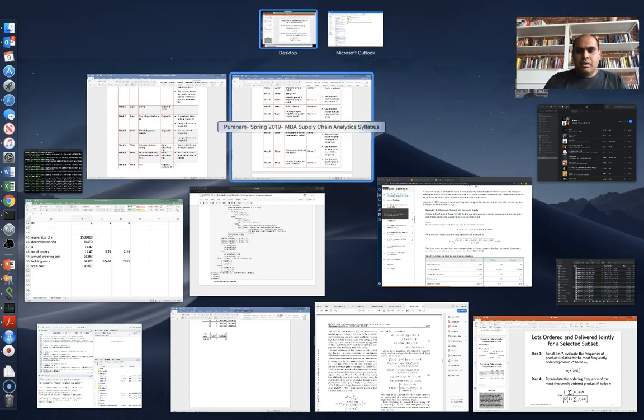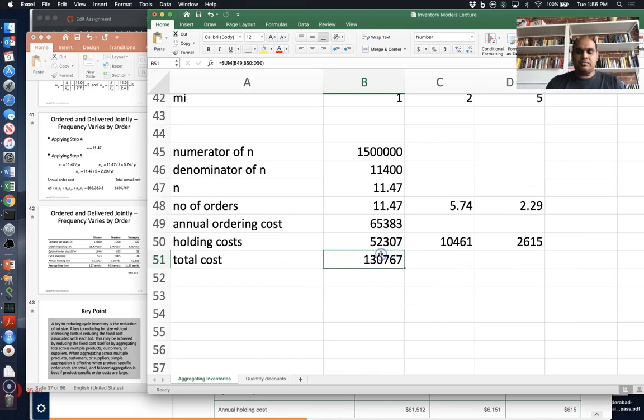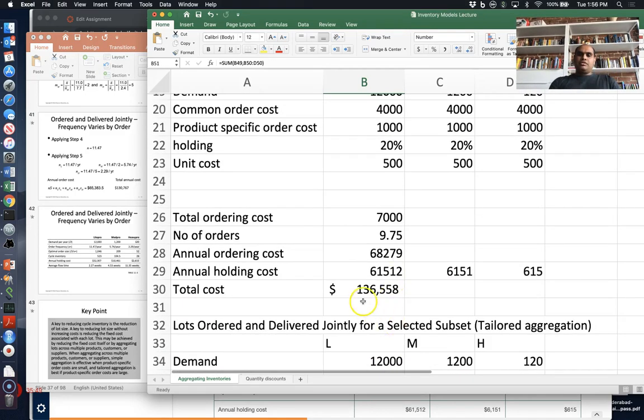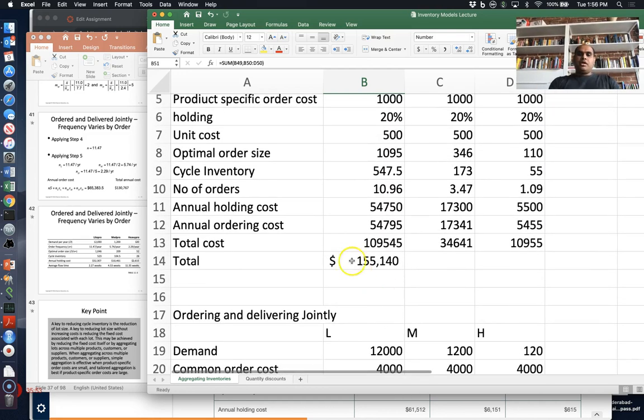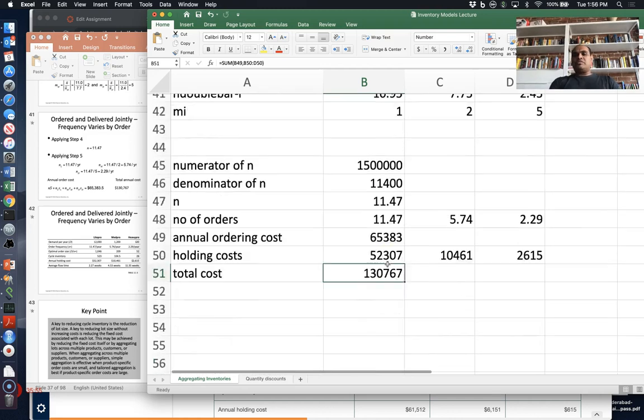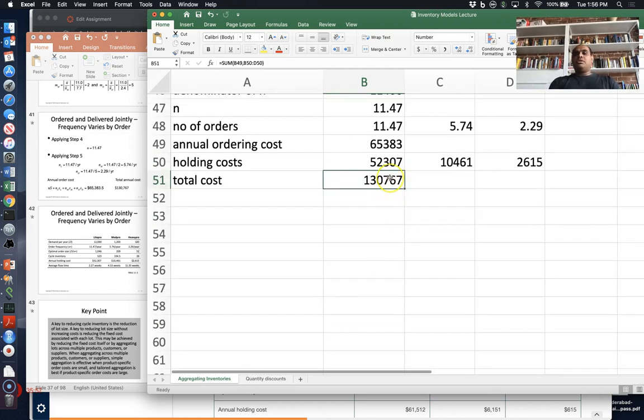Right. About $130,767. That's total cost. So this is the total cost of tailored aggregation. This is the total cost of just brute force full aggregation. This is the cost of no aggregation. So obviously tailored aggregation is the cheapest option, right? And this is how you aggregate multiple orders.